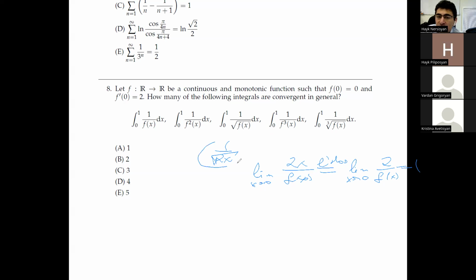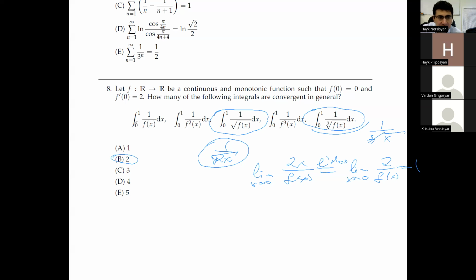Hence, as we know, the improper integral of 1 over root of 2x is convergent, so this one is convergent. Similarly, here we can choose 1 over the cubic root of 2x and apply the limit comparison test. Why so? Because again L'Hopital's rule will help us get the limit. So this one is also convergent. Hence, the correct answer is 2. Questions? If not, let's move forward.